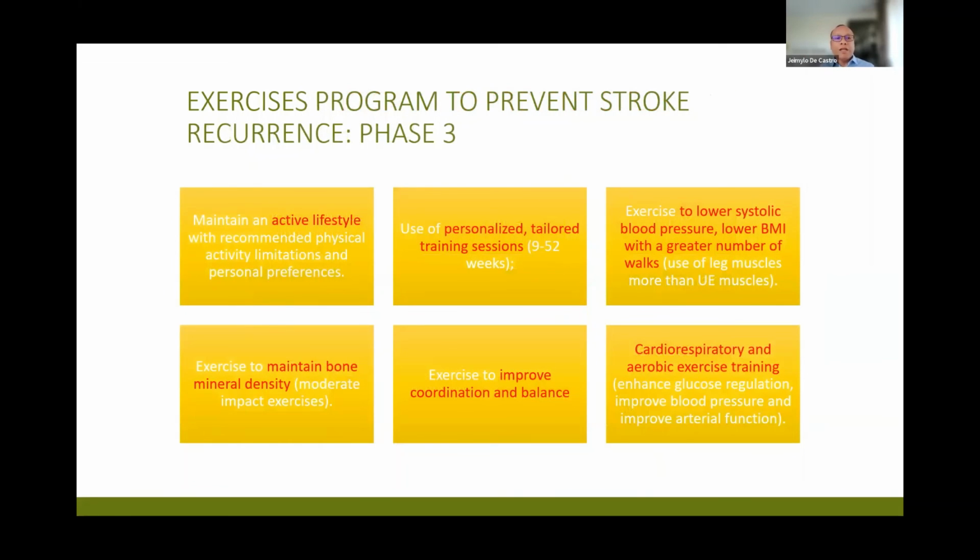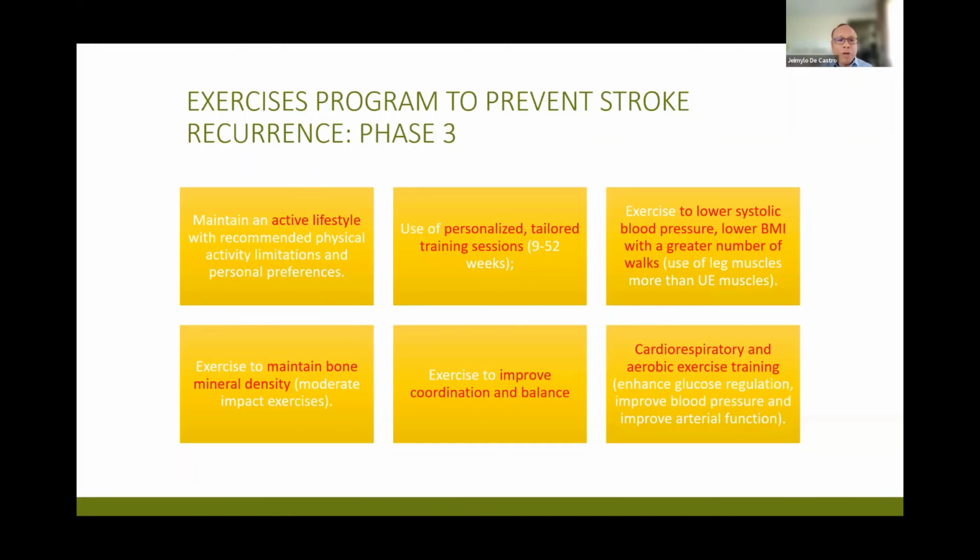Exercise program phase 3 is intended to prevent recurrence. And so you maintain an active lifestyle with physical activity limitation, personal preferences, use personalized tailored training sessions, week 9 to 52 weeks. And then of course, exercise lowers systolic blood pressure, lower BMI. So we mentioned that you use the legs, not the upper extremity. So resistance training for those legs is very important to lower the hypertension.